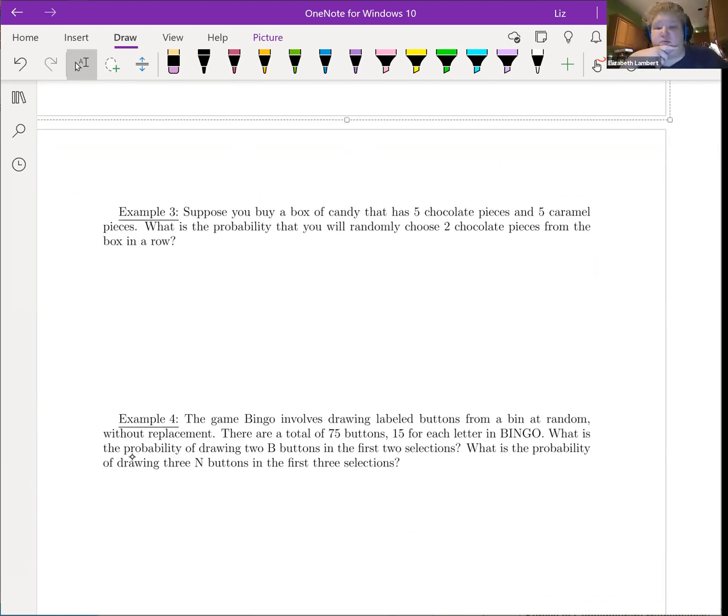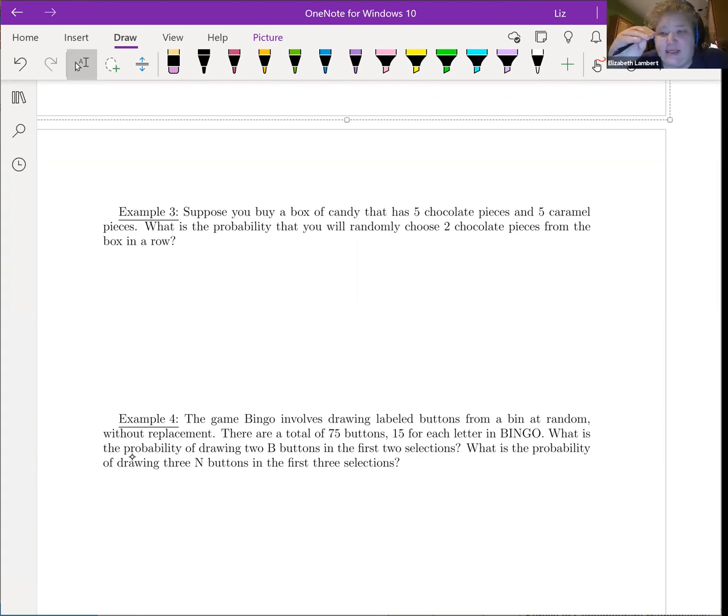So now we have a box of candy. It only has 5 chocolate pieces and 5 caramel pieces. This is a small box. What is the probability that you will randomly choose 2 chocolate pieces from the box in a row?